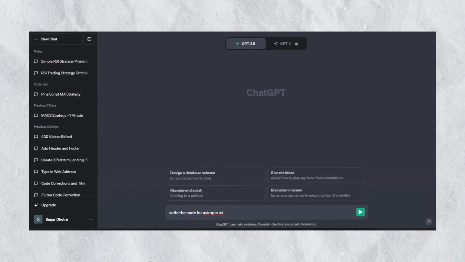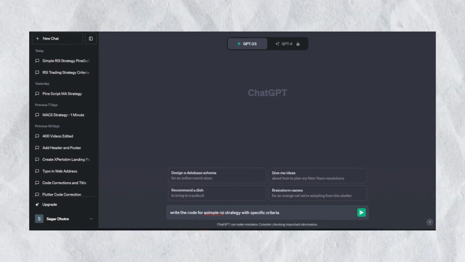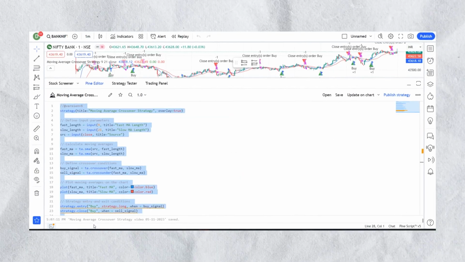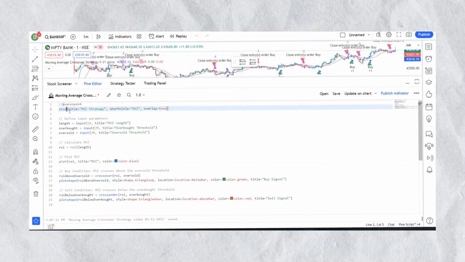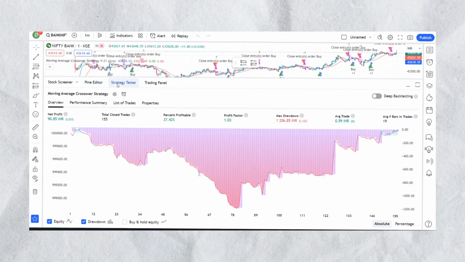I asked ChatGPT to write the code for a simple RSI strategy with specific criteria and it delivered the code accurately. We copied this code into TradingView and the strategy tester shows us results for different time frames. So you will have backtested results which are profitable.